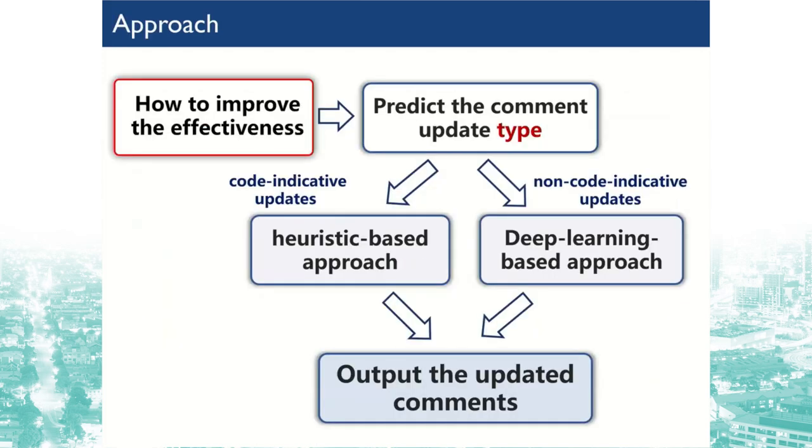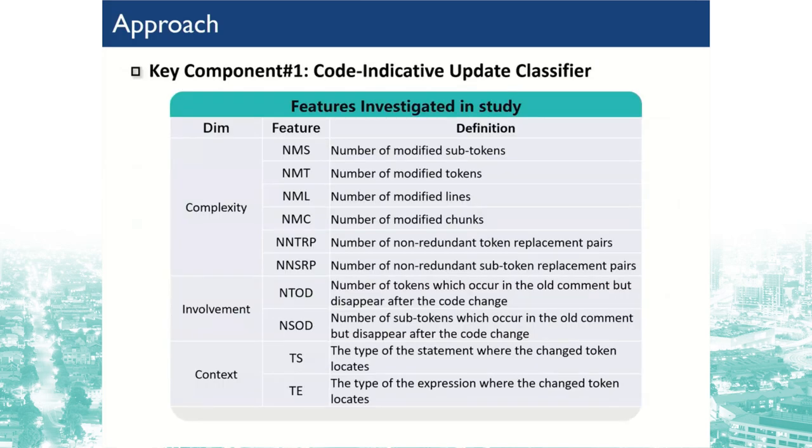Heuristic-based approaches can only work on common updates whose change content can be found from the corresponding code changes. Deep learning based approaches are less effective than heuristic-based ones. In this paper, we propose Topper. The key idea is to predict which type of technique should be used for a given code change. Our first goal is to figure out how to predict the type of comment update.